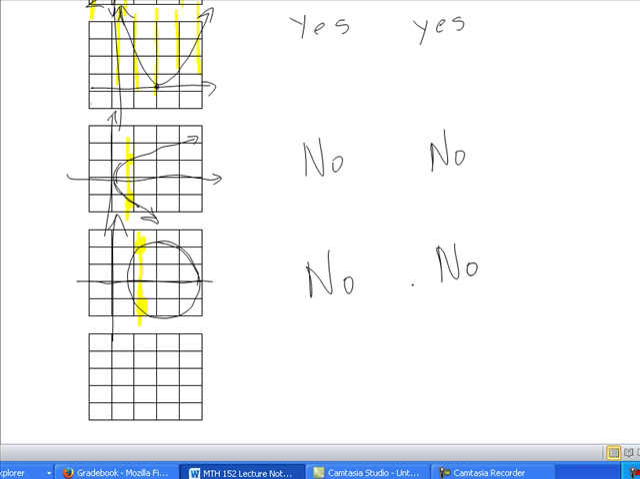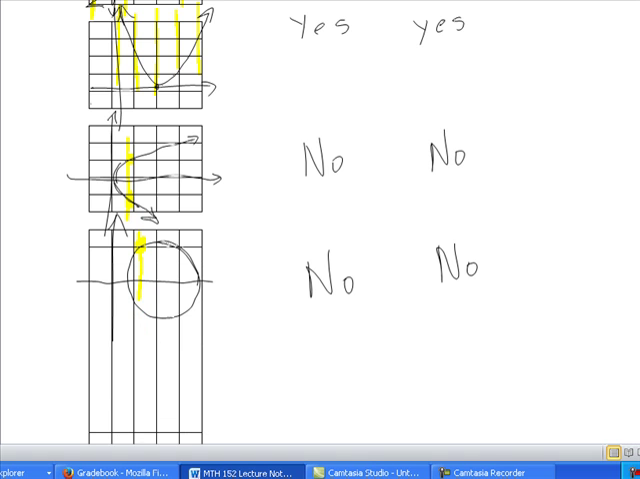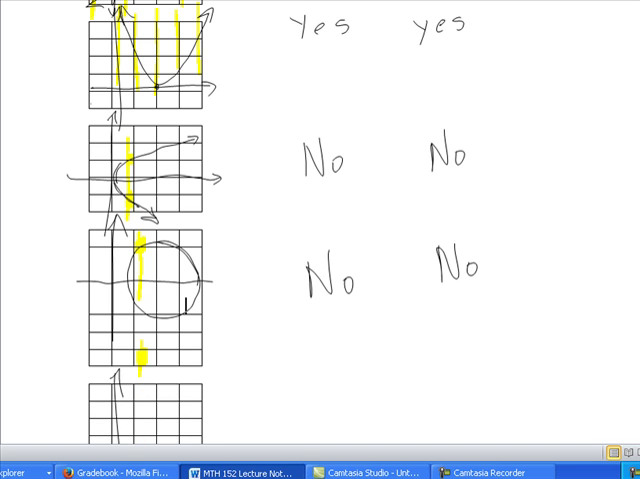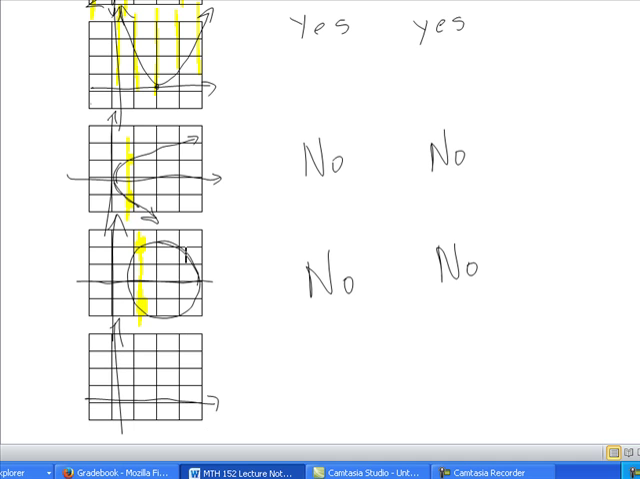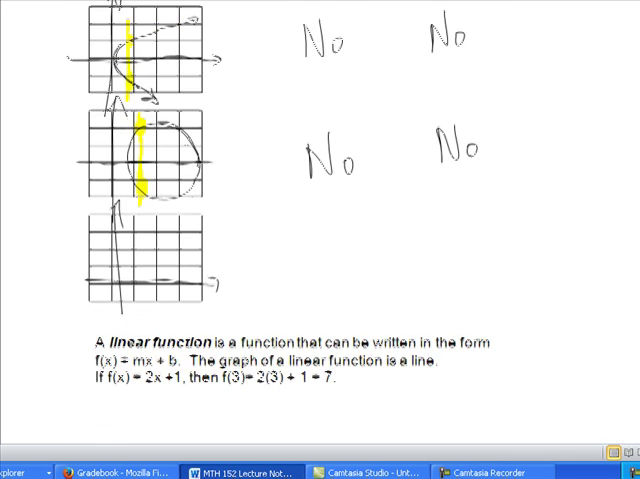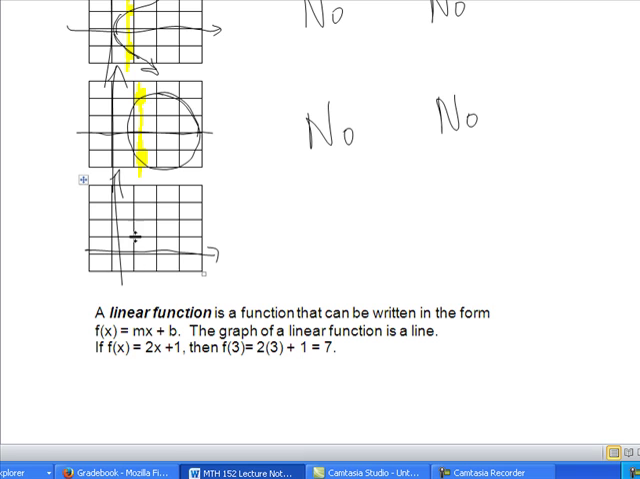So we've got one more graph here. Is that a function? Okay, our vertical lines, every one of them is only touching the graph in one place. So that one would be a function.